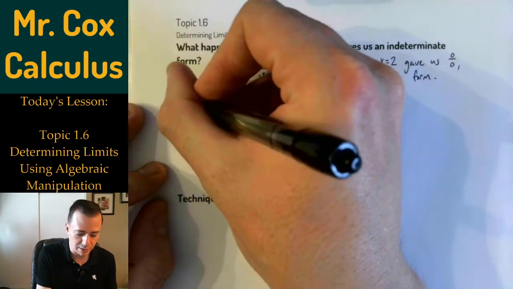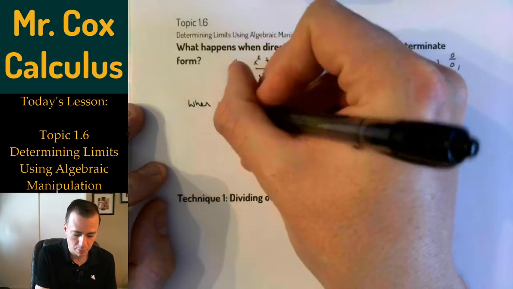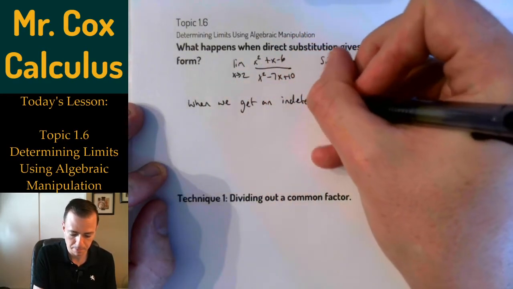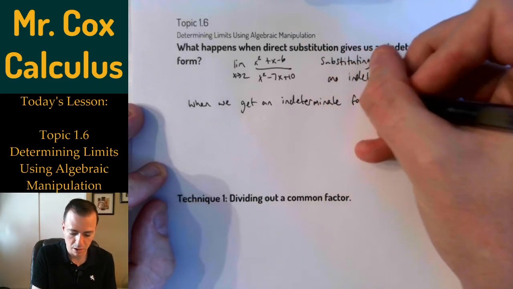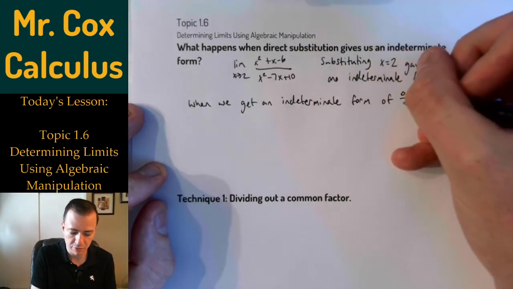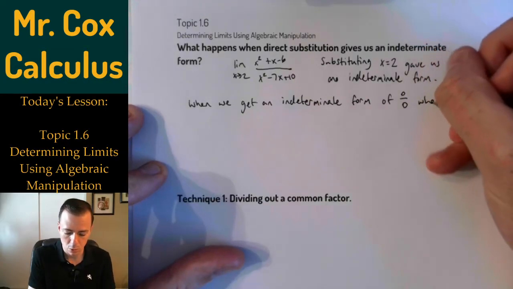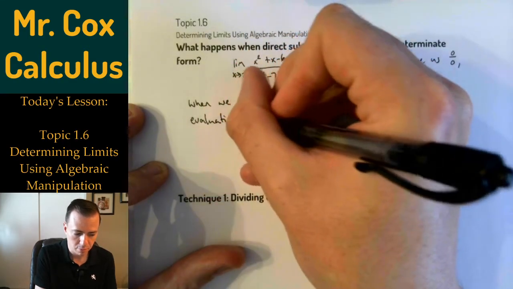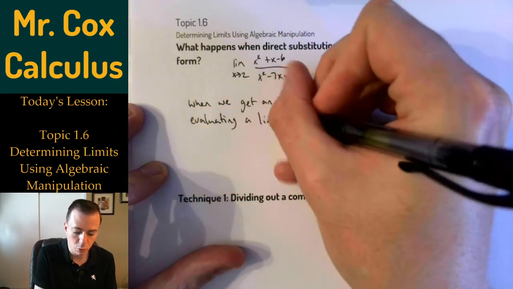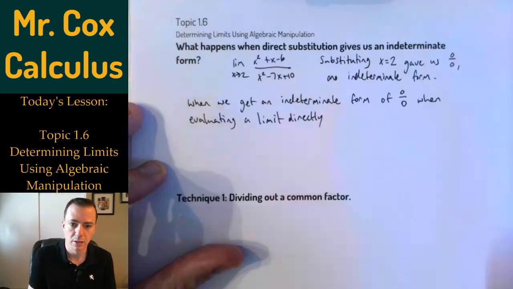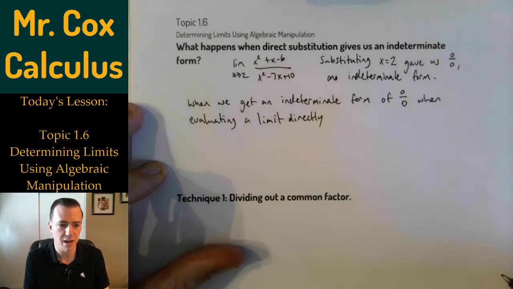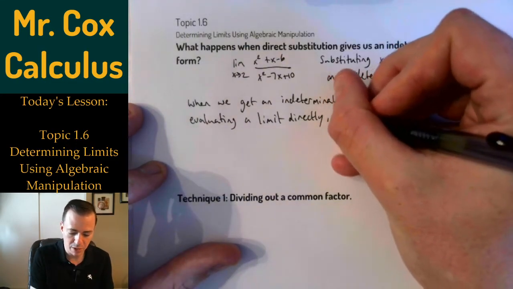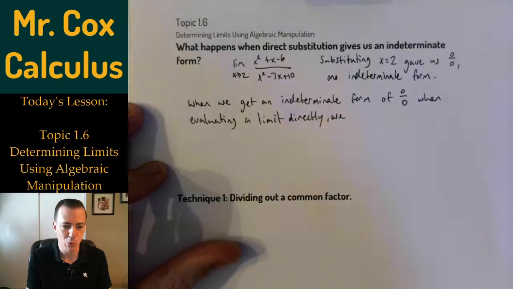So when we get an indeterminate form of 0 divided by 0 when evaluating a limit directly, like we tried to do, because that's what we learned in topic 1.5, that we can evaluate these limits directly, then this means we're going to have to go grab another tool out of our toolbox.